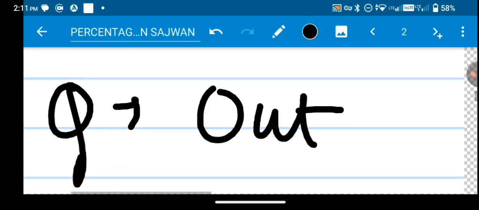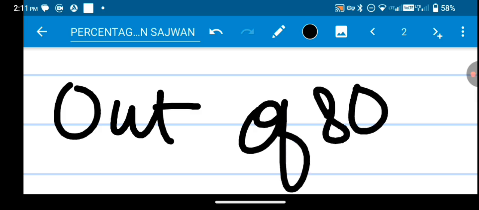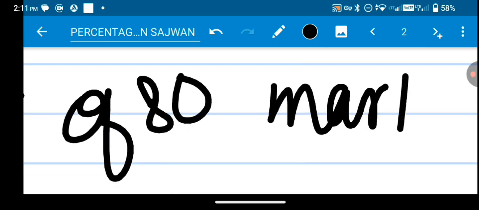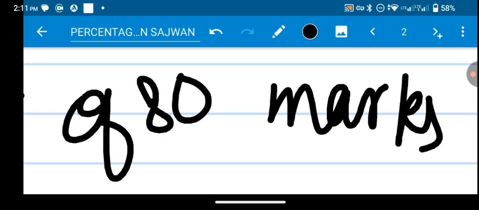Out of 80 marks. Beware that this is part 1. We will cover some of the questions, some of the examples. After that, you have to first write down the notes. There is nothing much to write, but solve the questions related to it, and next time I will cover more questions based on percentage. This is part 1. Okay.